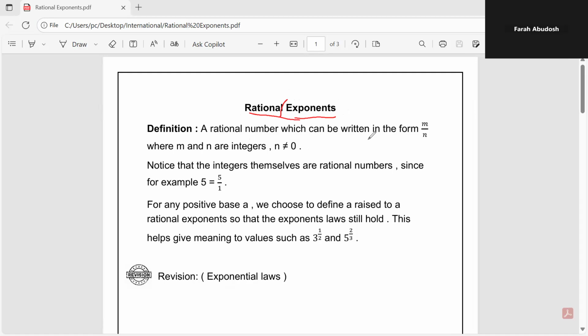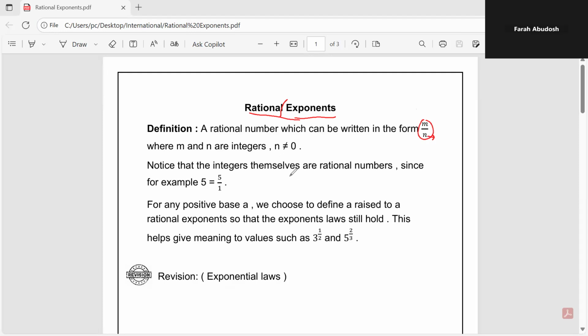A rational number can be written in the form m over n, or in other words, it is a fraction, where m and n are integers. But n cannot be zero, because integers are negative numbers, positive numbers, and zero. But for n we cannot put zero.